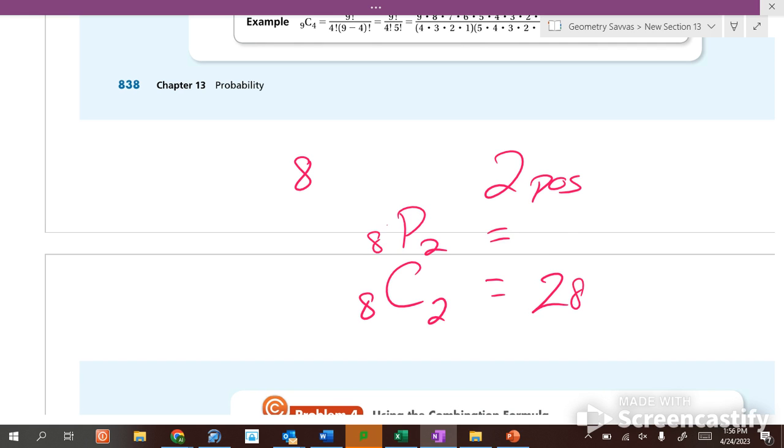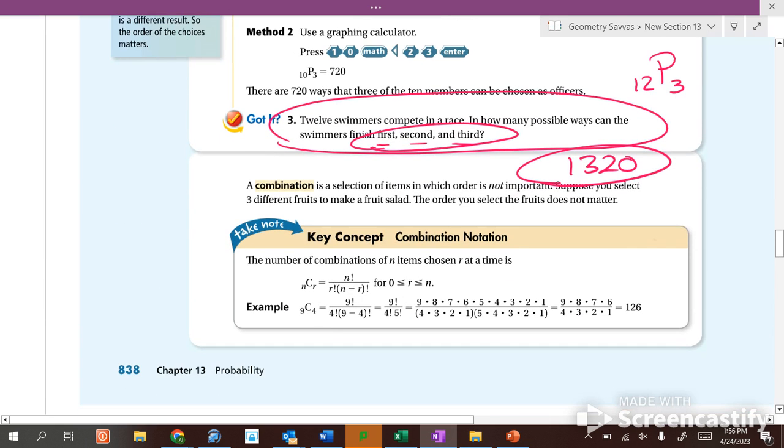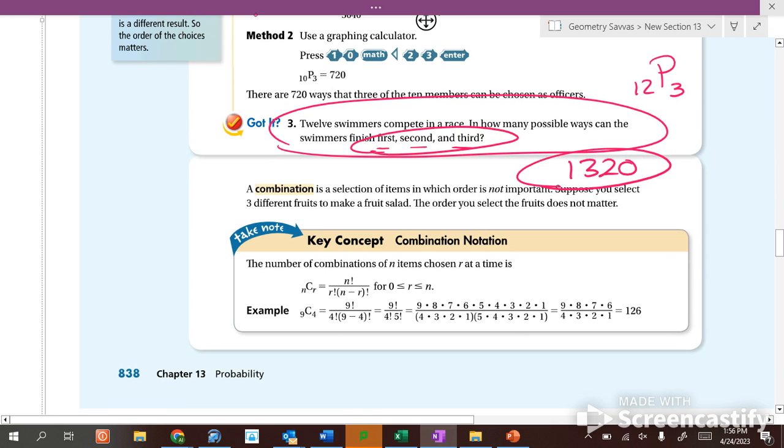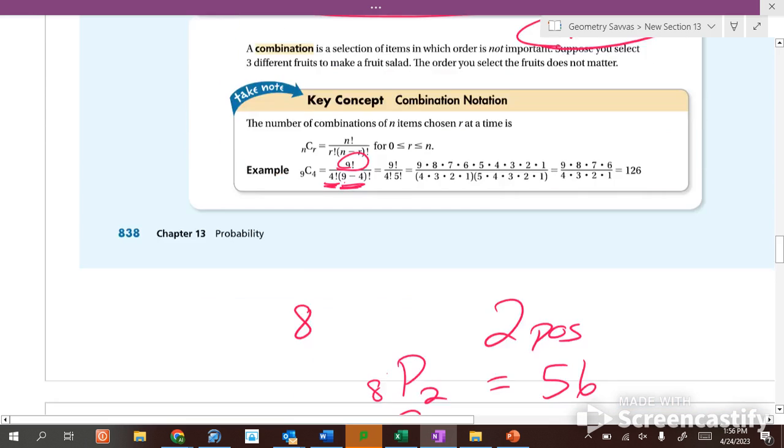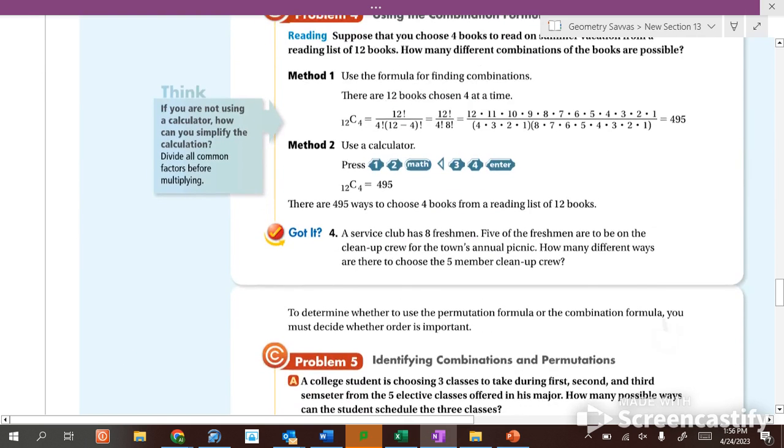How many is that? Okay, a lot more with a permutation than a combination. So what a combination is, is the total number divided by the number available times the total number minus the number available. Okay, and it gives you a lot less.